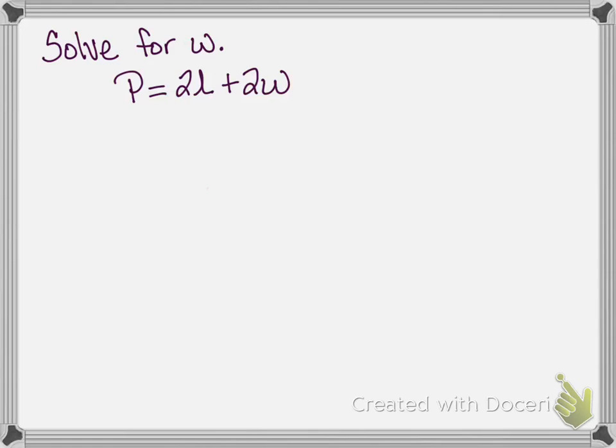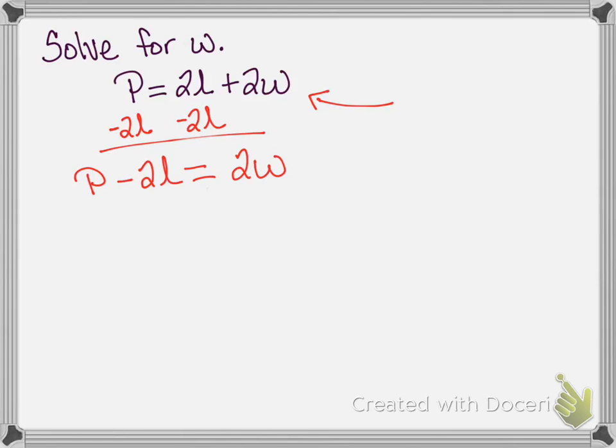Okay? So the first thing I'm going to do is subtract 2L from both sides, because it's my W that I want to get isolated. Minus 2L, minus 2L. Are P and 2L like terms? They are not, so I cannot combine them. So I have to write P minus 2L, and that equals 2W.